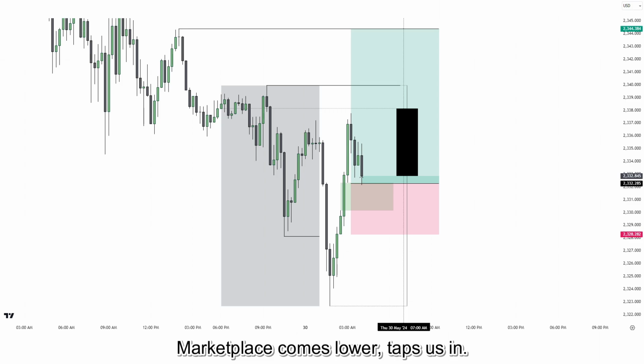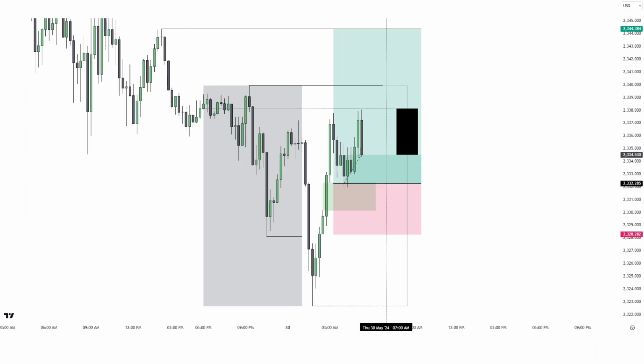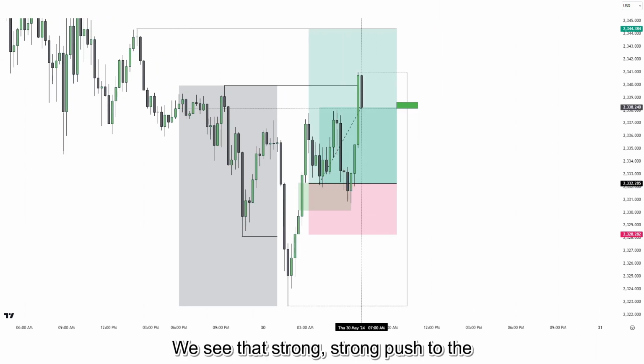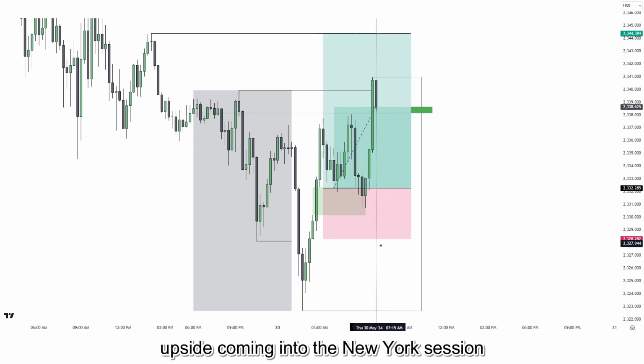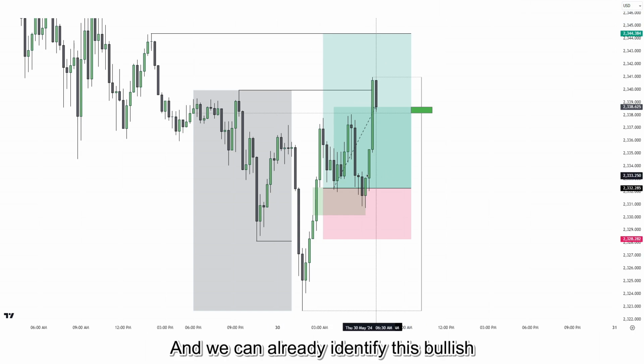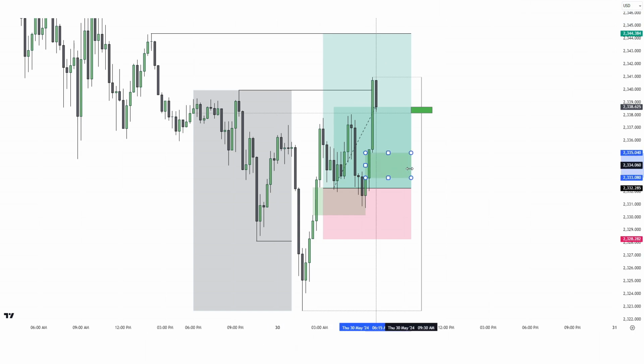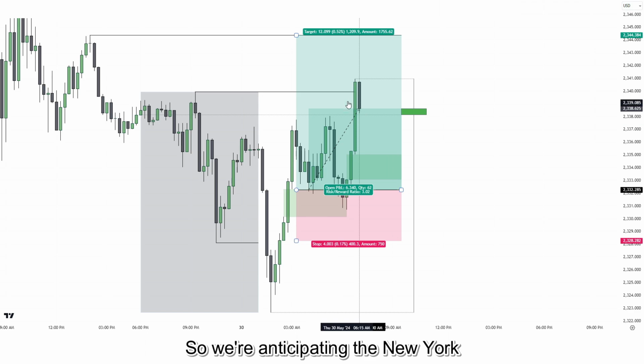The marketplace comes lower, taps us in. We see that strong push to the upside coming into the New York session here by this vertical line at 7 a.m. And we can already identify this bullish fair value gap as a level of support. So we're anticipating the New York retracement.